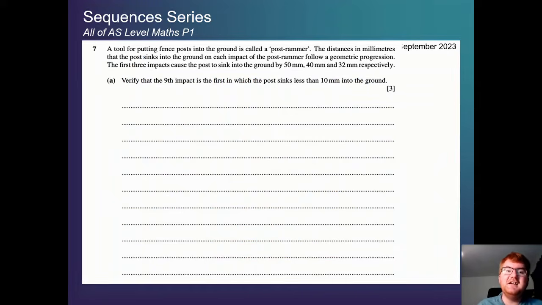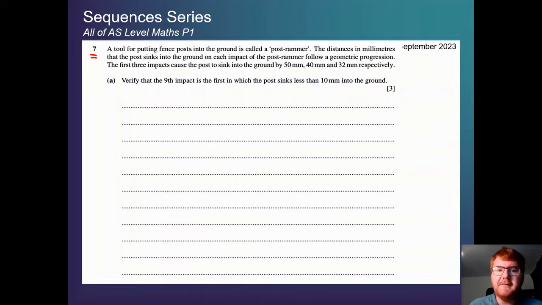Right, let's get started. So we have question 7 here, so slightly more on the difficult side. And we've got a little bit of a worded question here. So when we have this, again, just take your time, look through the question, and then make sure we are answering everything for the 3 marks.